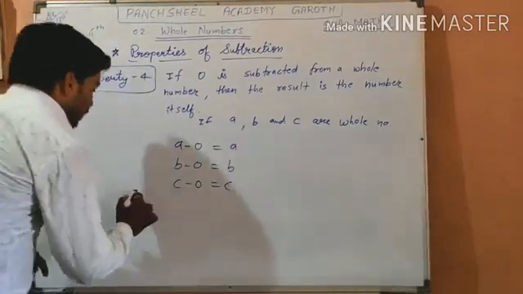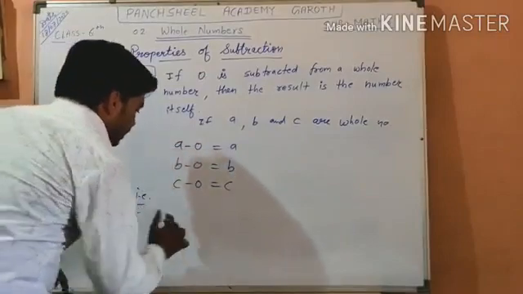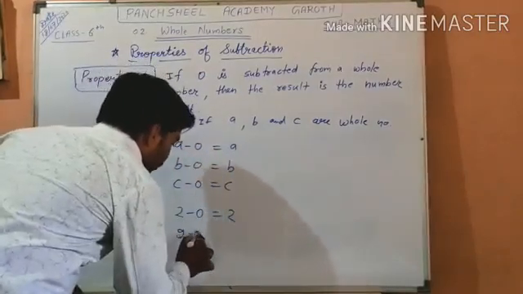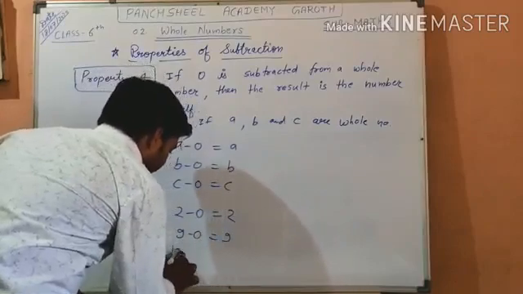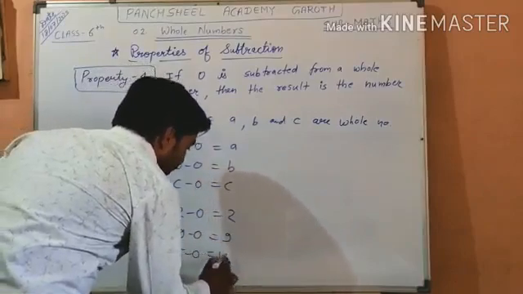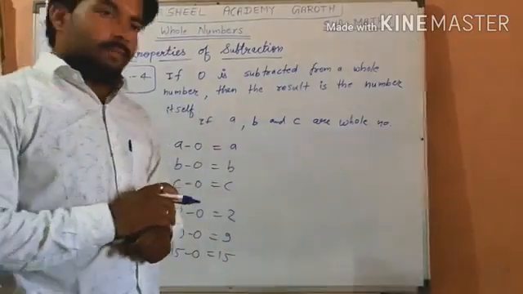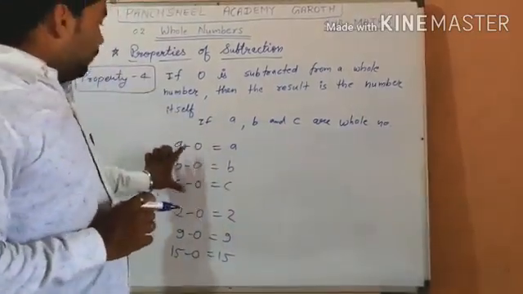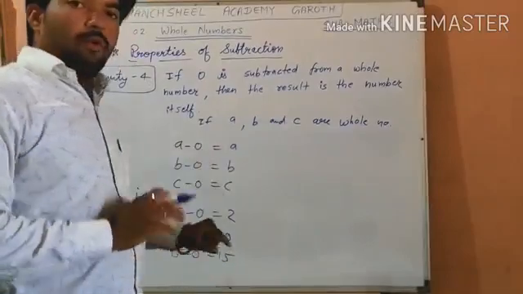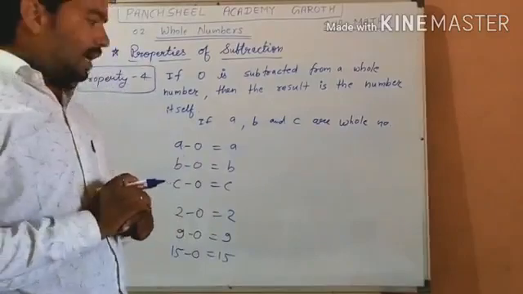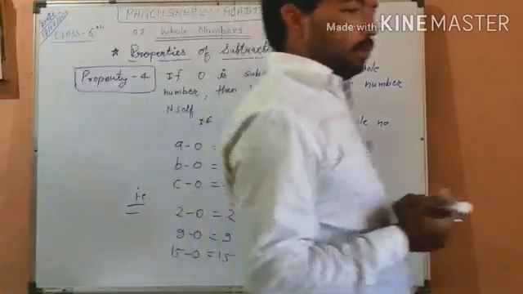Okay. If we take an arithmetic example, means 2 minus 0, 2. 9 minus 0, 9. 15 minus 0, 15. Means this property holds for property of subtraction. Means if we are subtracting 0 from any whole number, then the result is this number itself. Okay. Get it? Now fifth property.